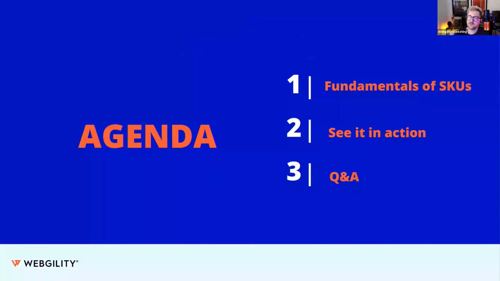Okay, so for the agenda today, we're going to talk about a small preface to the overall topic before we dive into Webgility firsthand. We're going to talk about SKUs, the foundational aspect of SKUs, and why they're so important for especially multi-channel businesses. And then after the opener, we're going to go into Webgility Desktop. David's going to do a demo, explain the flow for using Webgility when it comes to SKUs and how to manage them. And then we'll end it with a Q&A.